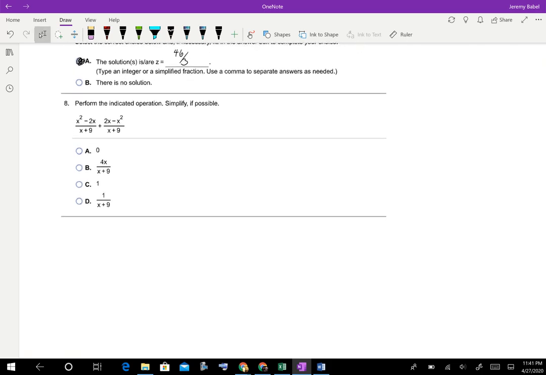All right, we have a fraction. We're adding these fractions, and we've got the common denominator. So really, that makes it a little bit easier on us. Just set that denominator in there, and then add the top. We've got x squared minus 2x plus positive 2x, and then minus x squared. When we combine our like terms, x squared minus x squared is 0, negative 2x plus 2x is 0, and we get 0 over x plus 9, which is just 0.